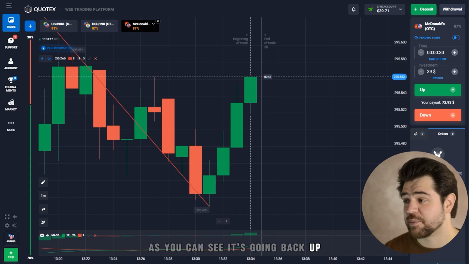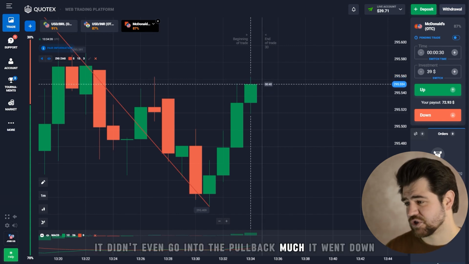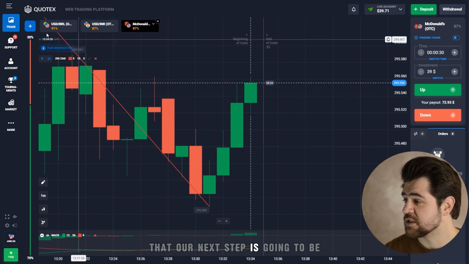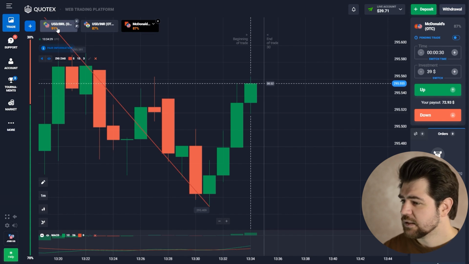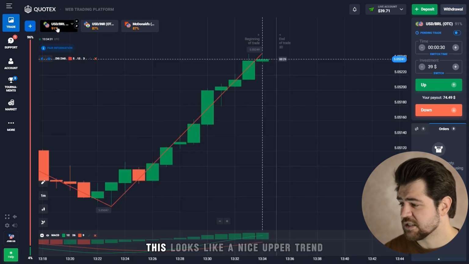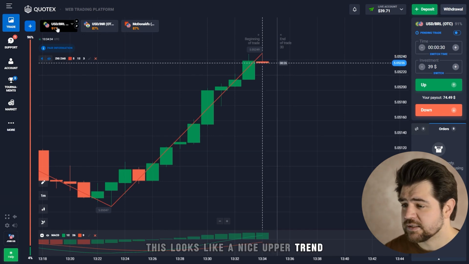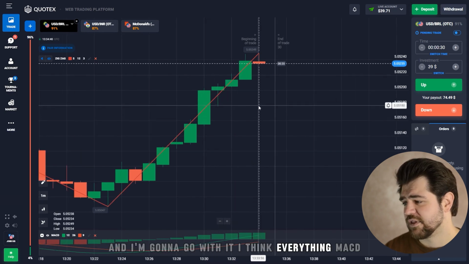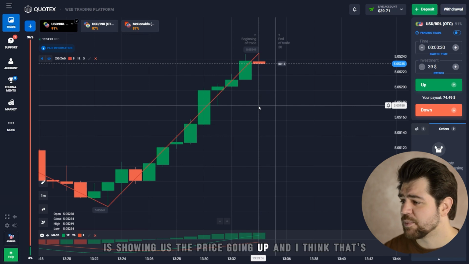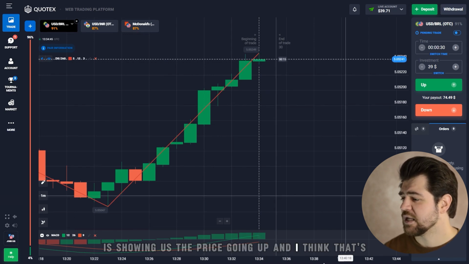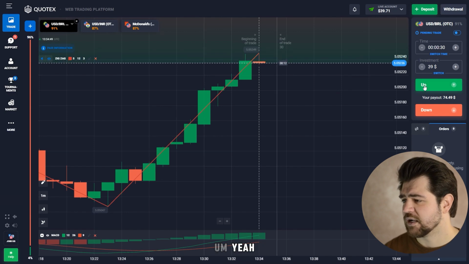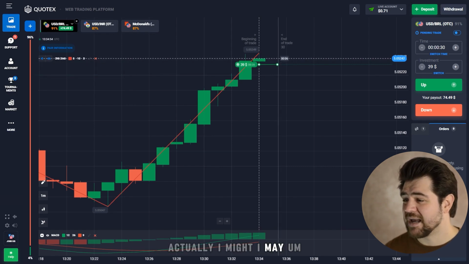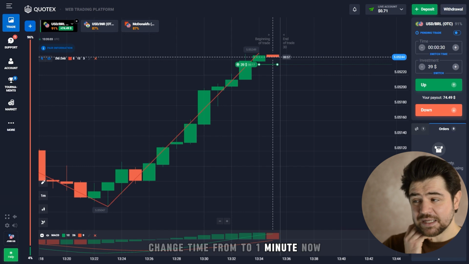As you can see, it's going back up. It didn't even go into the pullback much. It went down, but then it went back up. So yeah, our next step is going to be on this currency. This looks like a nice upper trend, and I'm gonna go with it. I think everything MACD is showing us the price is going up, everything's pointing up. Let's go with it. Actually, I may change the time frame to 1 minute now.